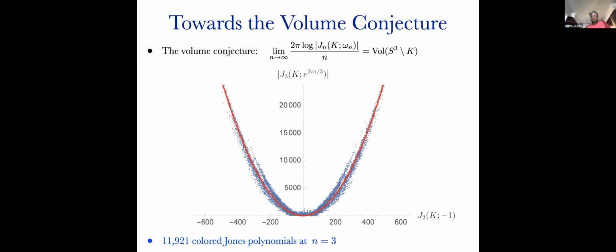There's nowhere near as extensive a data set for these colored Jones polynomials, so we can't do the same sort of experiments we did previously. But we already see that there is some connection between the higher colored polynomials and the lower colored polynomials. So maybe the volume conjecture isn't out of reach.